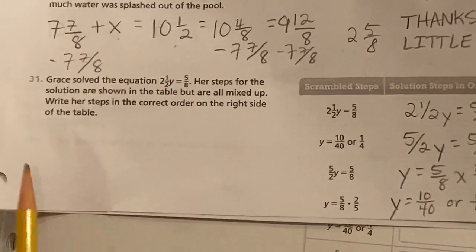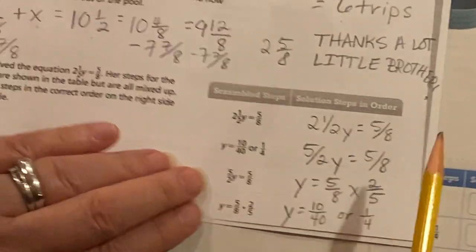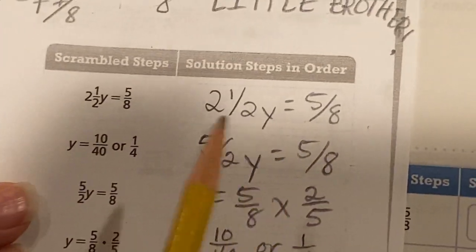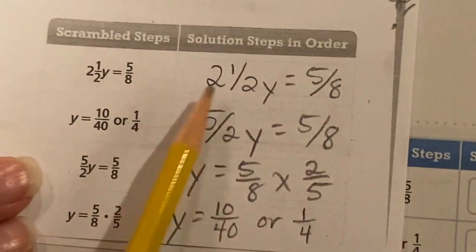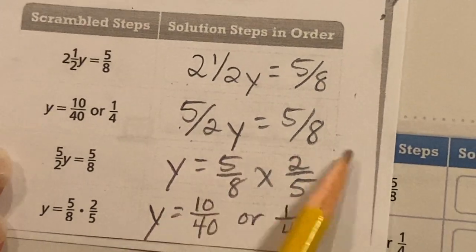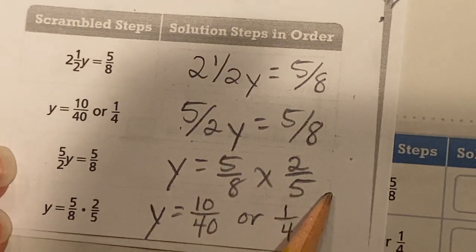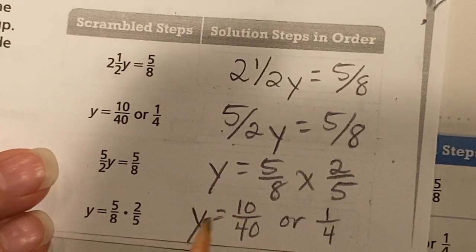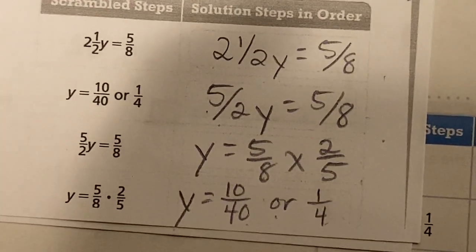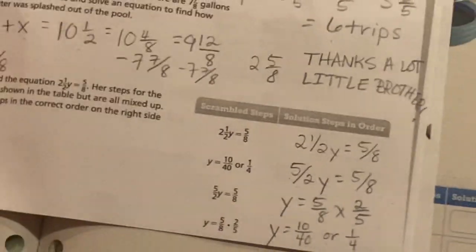Okay? All right. Now, Grace, here is the correct order of those steps. The first thing she should have done was 2.5y equals 5/8. Then 5/2 y equals 5/8. Then y equals 5/8 times 2/5. And finally, y equals 10/40 or 1/4. Okay? All right, that is it for today.